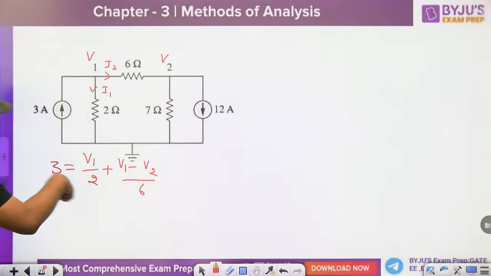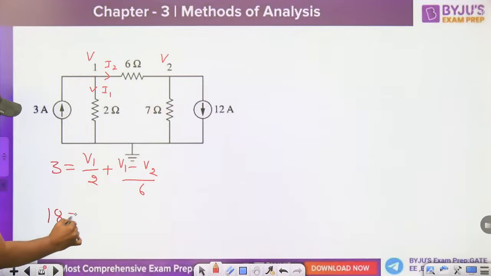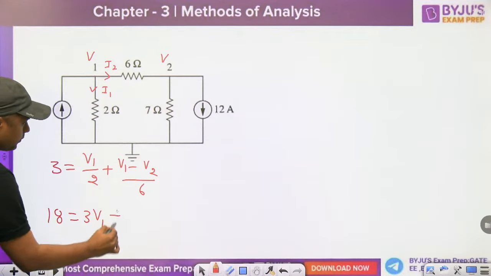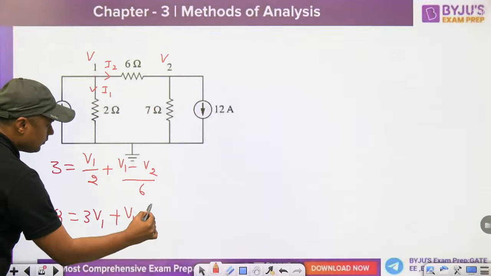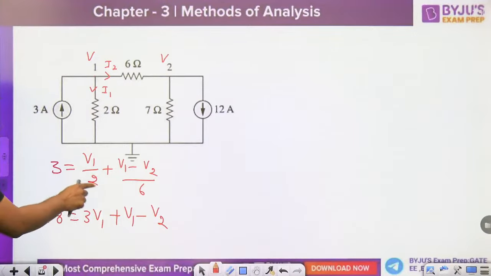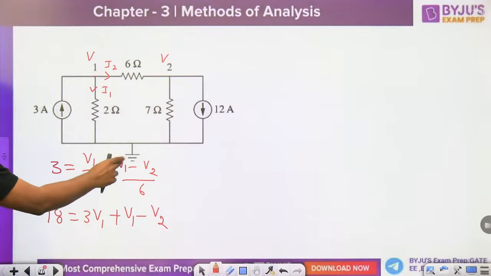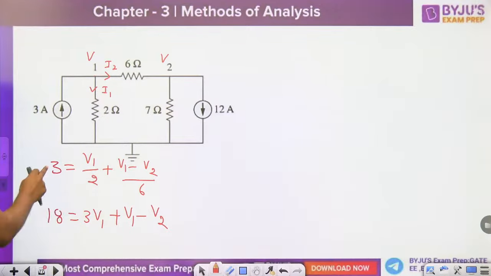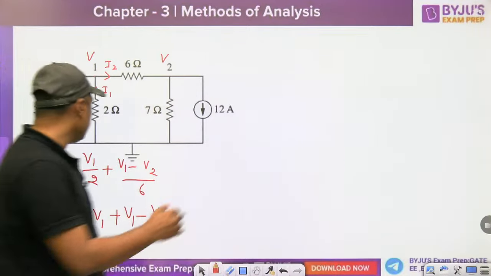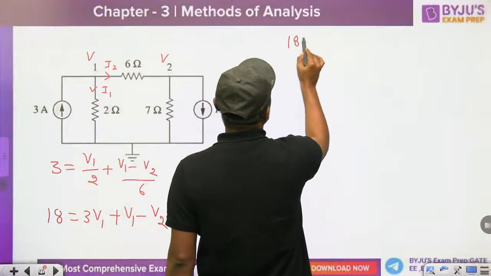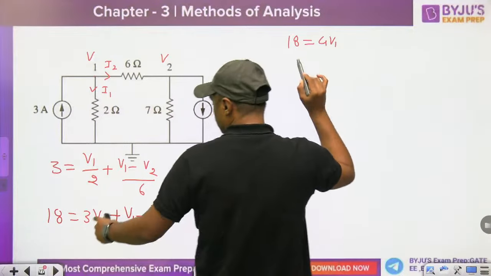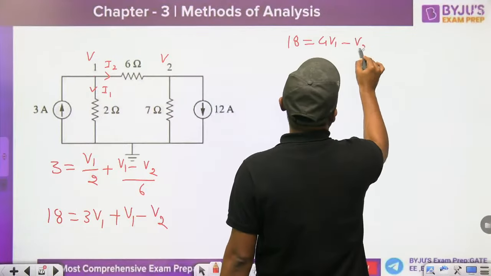Now you can take 6 as the LCM. It will become 18. This will become 3V1 plus V1 minus V2, and that 6 is multiplied here, 18. Then you can write 18 is equal to 4V1 minus V2, and that is the first equation.